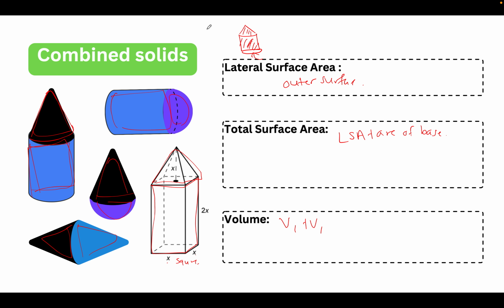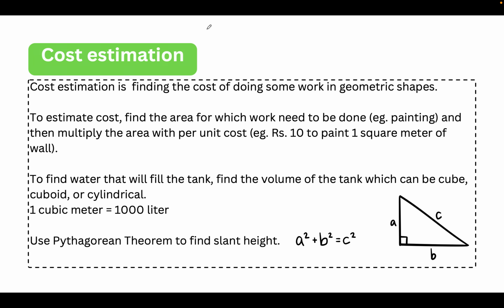So this is it, and we will move forward to cost estimation. So cost estimation is finding the cost of doing some work on a geometric shape. To estimate cost, find the area for which work needs to be done, for example painting, and then multiply the area with the per unit cost, for example rupees 10 to paint 1 square meter of a wall.